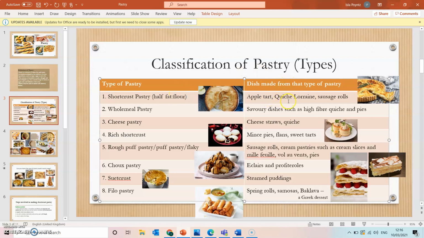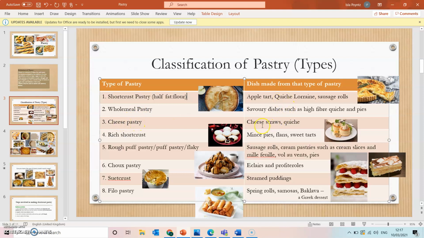And dishes made using this type of pastry would be apple tart, quiche Lorraine, and sausage rolls. Now, instead of using plain white flour, you can use wholemeal flour to make a wholemeal or a higher fibre pastry. Savoury dishes such as high fibre quiche and pies. Okay, now you probably wouldn't use wholemeal pastry to make something sweet, like a lemon meringue pie, because it would defeat the purpose.